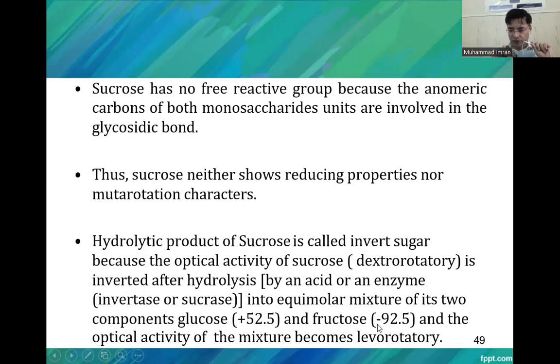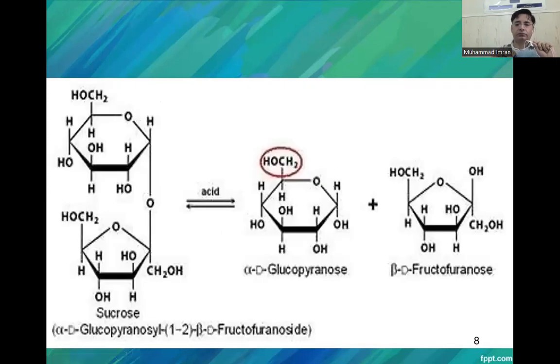This fructose shows high levorotation characteristics, which masks the dextrorotatory characteristics of glucose. And the optical activity of the mixture becomes levorotatory. This is dextrorotatory, and after hydrolysis it becomes levorotatory, right? Because this fructose has a minus 90 value. That's why it is levorotatory.